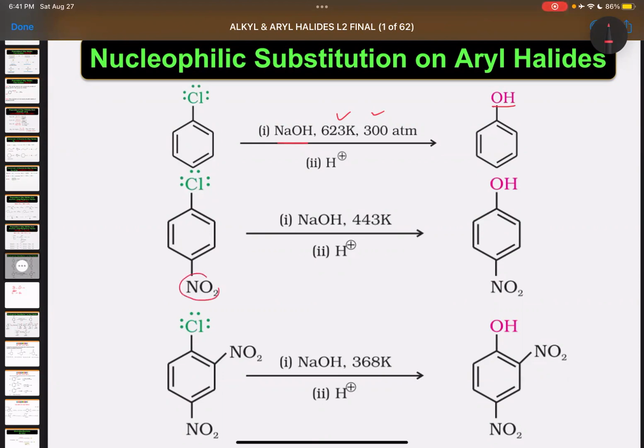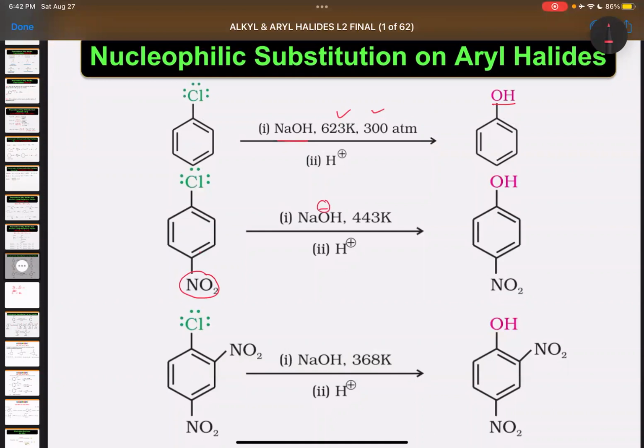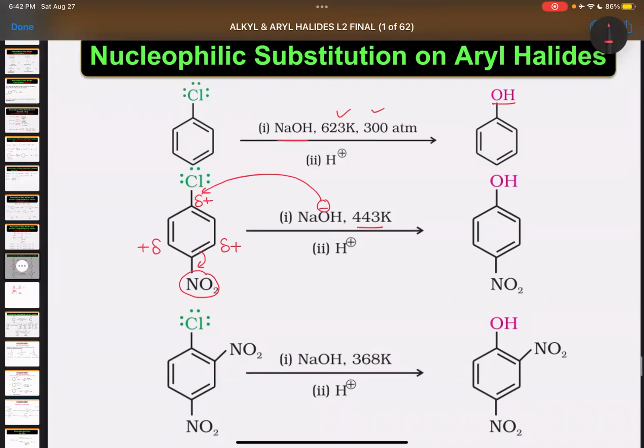If you have a nitro group present, the reaction will become a bit easier because the nitro group pulls electrons, and that makes it easier for the OH minus to come and join. The nitro group has a plus charge, so that plus charge pulls electrons from the benzene. So here you have plus charge, and plus charge. And the OH minus will come and join here. And it becomes a bit easier. You can see the temperature is lesser.